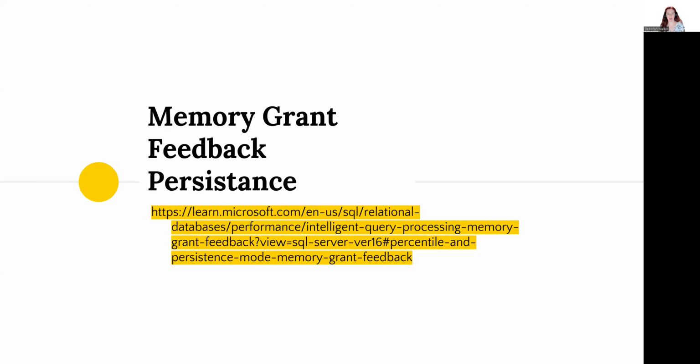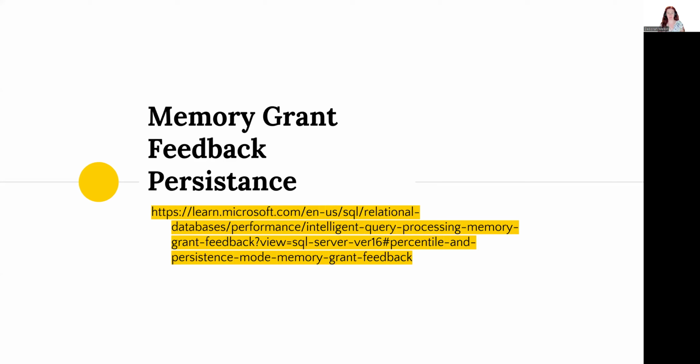The second one is memory grant feedback persistence. Now, I know what you're thinking. This existed in SQL Server 2017 and 2019. What are we talking about with 2022? It's that persistent piece. That's kind of a key thing. And it's a cool thing we can use to help identify problems that we have with memory grant.